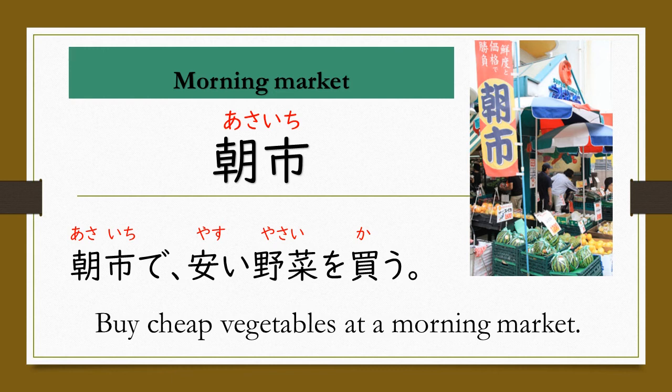The last one, morning market. 朝市。Morning is 朝。Market, 市。朝市。Easy. Expression. 朝市で安い野菜を買う。Buy, 買う。Cheap vegetables, 安い野菜。At the morning market, 朝市で。In Japan, you will see this ad a lot. Look at the picture. At the market, they do 朝市 and then you can get a pretty good deal during that time. So don't miss it.